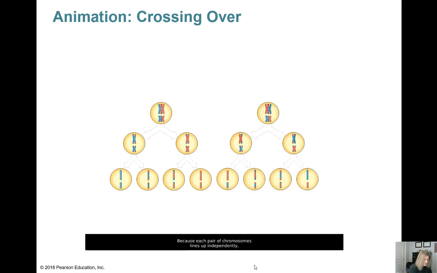Because each pair of chromosomes lines up independently, and crossovers can occur almost anywhere along each pair of chromosomes, it's possible for a human being to produce an almost infinite variety of gametes.